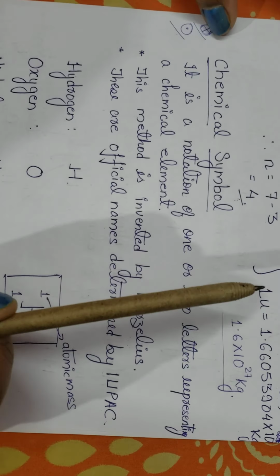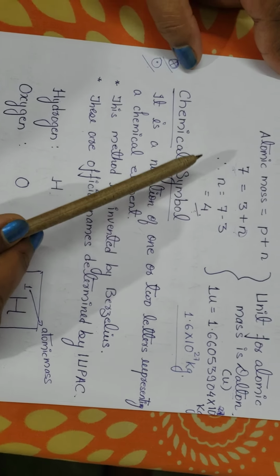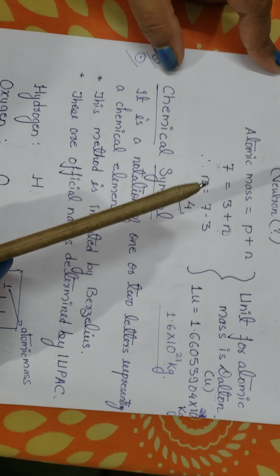So now we know very well what is an atom, what is its atomic number, what is its size, what about its mass, what is the relative atomic mass. Now we need to study how these atoms are noted when we are writing some chemical equations.